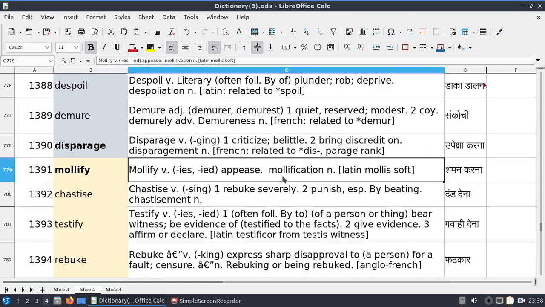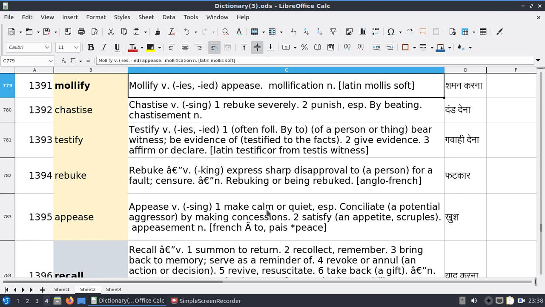Mollify. Mollify means appeasing. It means making someone calm or quiet. Someone who is already aggressive, you appease them, you mollify them. Mollify is a verb. His explanation failed to mollify her. That means he was not able to convince her. He is not able to please her. He is not able to pacify her, right? He is not able to calm her down. That is mollify.